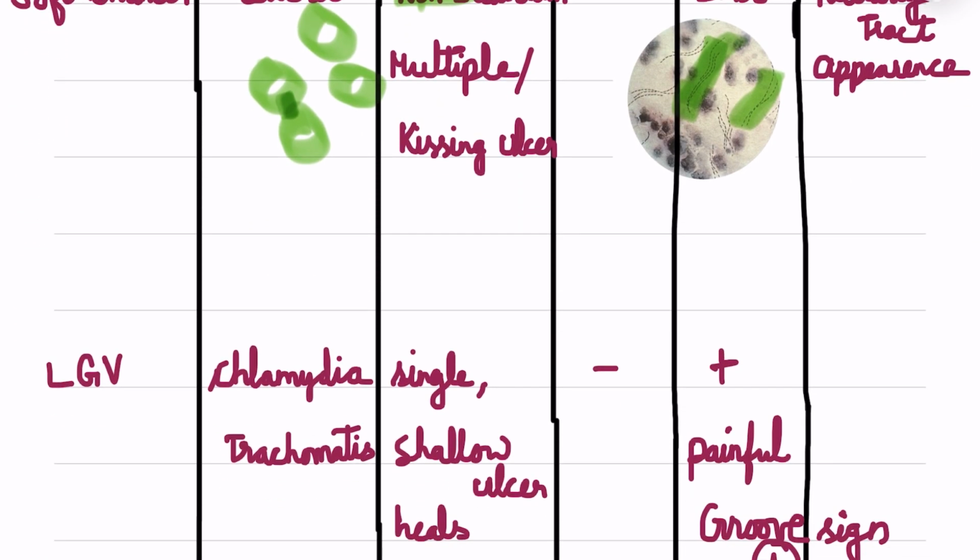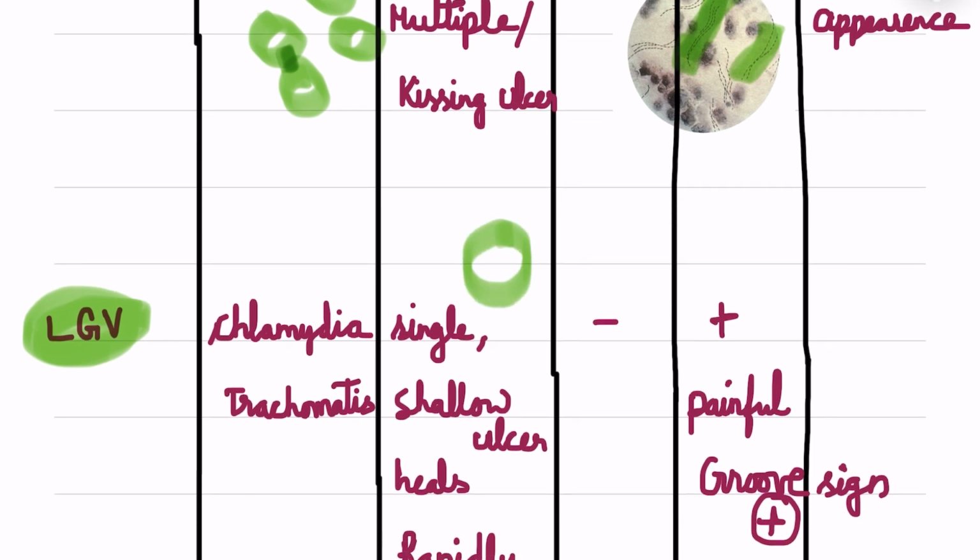Next, moving on to lymphogranuloma venereum, LGV, which is caused by the organism Chlamydia trachomatis, and the ulcer will be a single ulcer. That ulcer is a shallow ulcer which heals rapidly and is not painful, leaving behind only the lymph node at the time of presentation. The patient says a painless ulcer was present earlier, healed rapidly and resolved itself, but the painful lymph node persists. This is the presentation of lymphogranuloma venereum, caused by Chlamydia trachomatis.